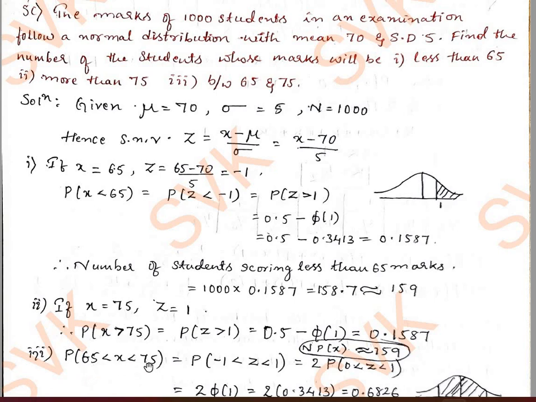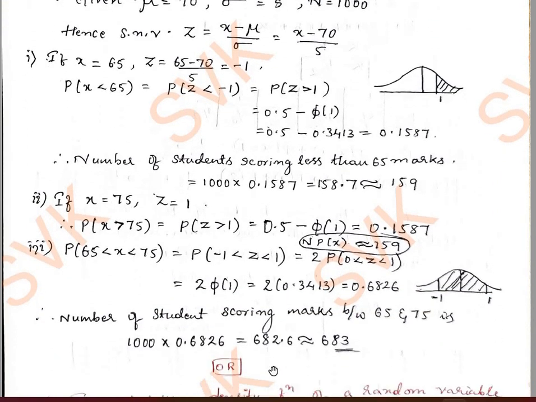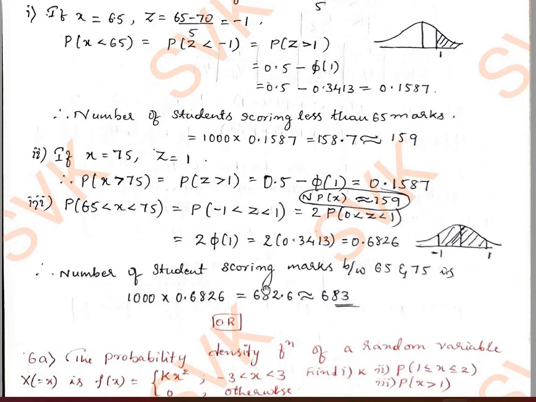So between 65 and 75, we are going to get the z value as minus 1 and plus 1. As the value is symmetric about z equal to 0, we can write that as 2 times the probability from 0 to 1. So that is nothing but 2 times phi of 1, which is equal to 0.6826. Multiplying this value by 1000, I am going to get the required 683.